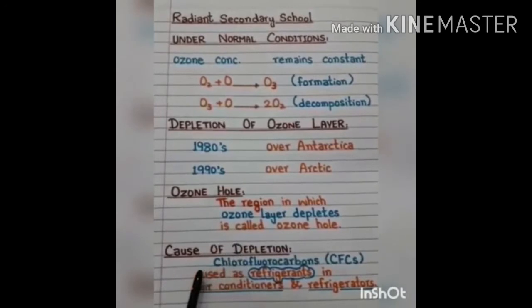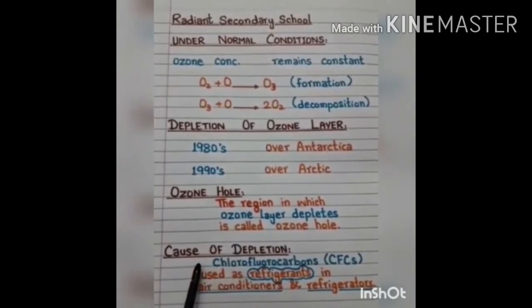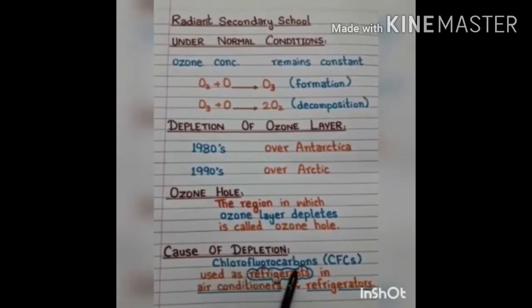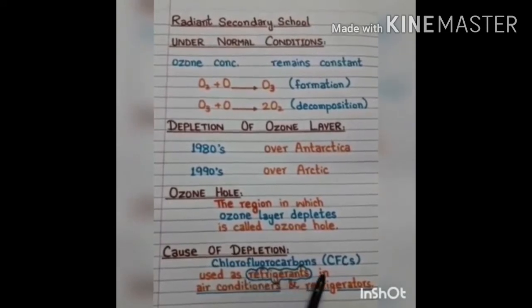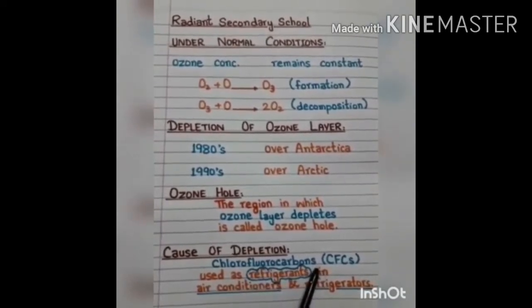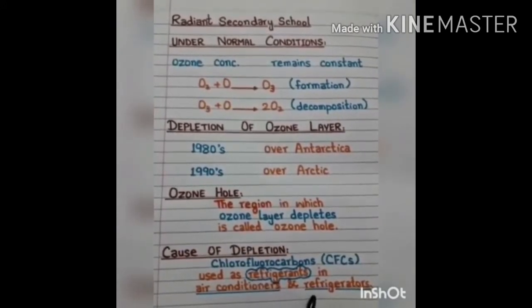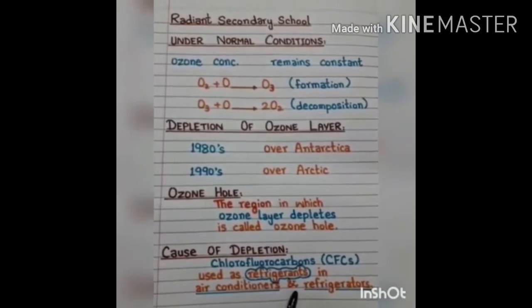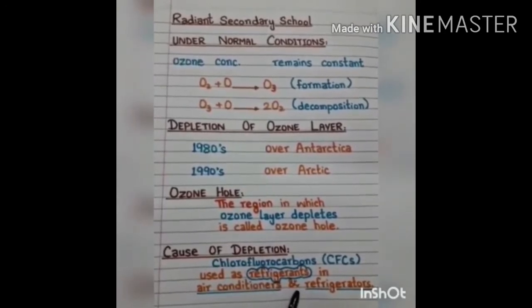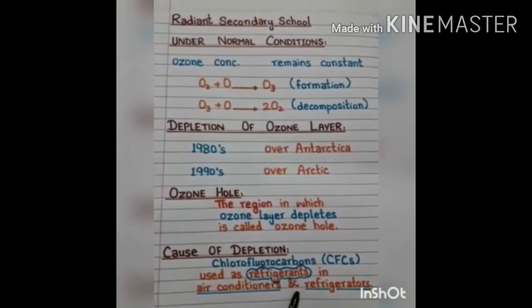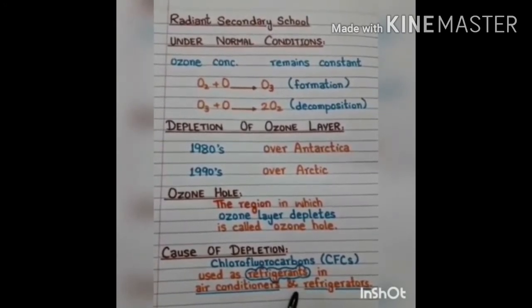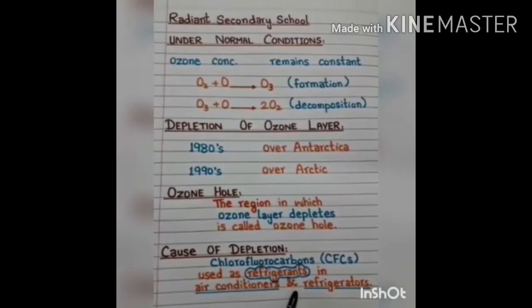The main cause of this depletion of ozone layer is chlorofluorocarbons. Chlorofluorocarbons are mainly used as refrigerants in air conditioners and refrigerators, and due to these chlorofluorocarbons, free chlorine radical is formed and which may deplete ozone. Now let's see how these reactions take place.